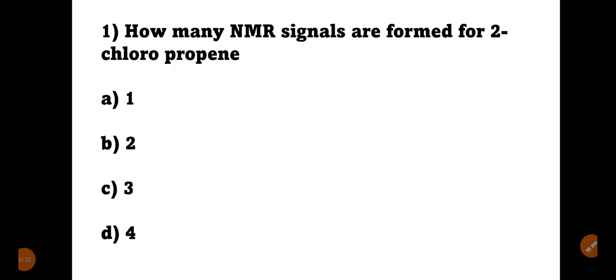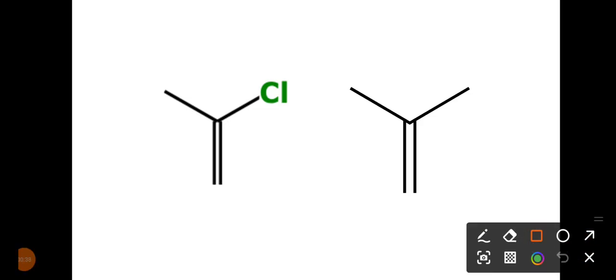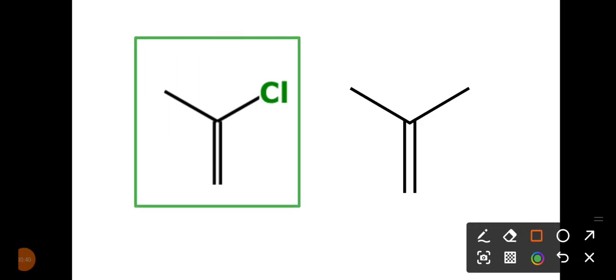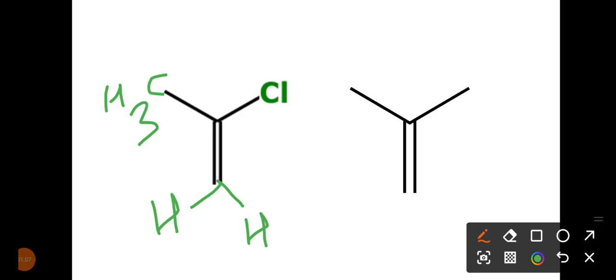First of all we have to know the structure of 2-chloropropene, right? So what is the structure of 2-chloropropene? This is the structure of 2-chloropropene. So accordingly, how many NMR signals are there? Here is one CH3 group, this one, and here is a CH2 group. CH3 and CH2. I am writing here CH3 and CH2, right? Generally, if we look at the structure, there are only two signals.